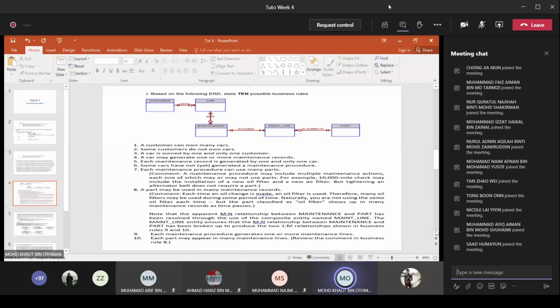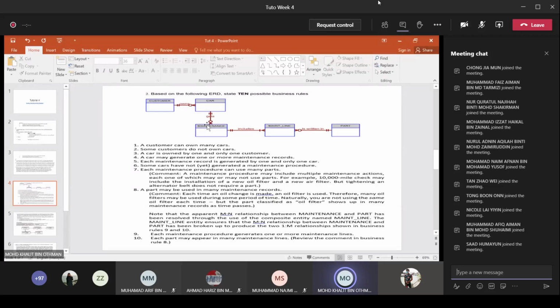So here is an example of possible business rules that we can identify in this ER diagram. From customer to car, we have several possible business rules. For example, from entity customer to entity car, the relationship between customer and car is the association called owns. So here we can derive several possible business rules. First, a customer can own many cars, because this is a one to many relationship.